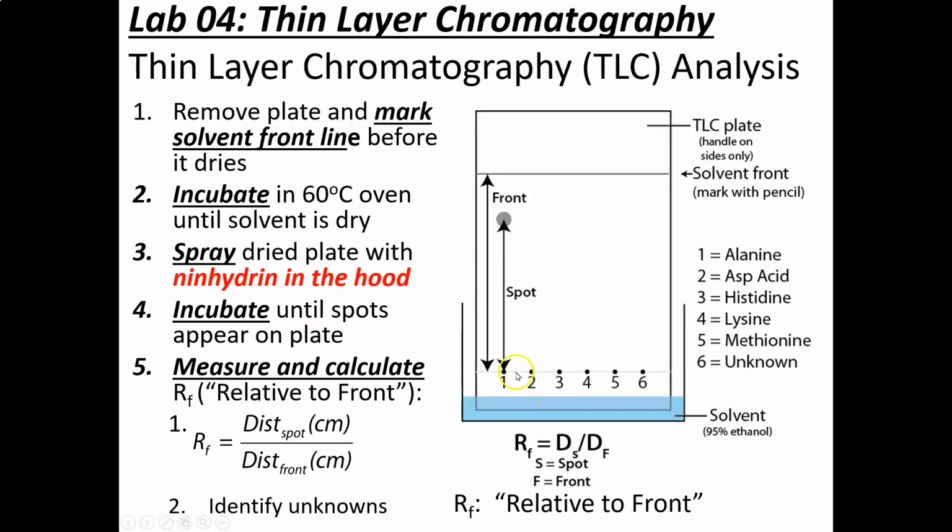Okay, so you measure from this line to this line, right? So you see this arrow here. That's called the DF. You measure the distance from the spotting line to the middle of the spot. That's the DS. And you divide DS over DF, and you get what's called RF.